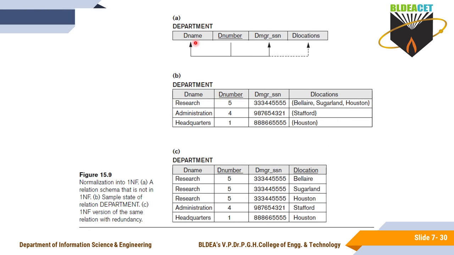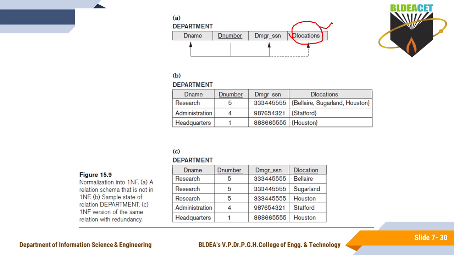The Department table contains the attributes D name, D number, manager assistant, and D location. As you already know, the same department may be located in multiple locations, so for D location you will get multiple values. But in the first normal form, multi-values are not supported.